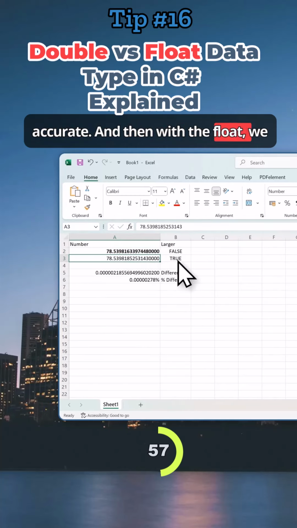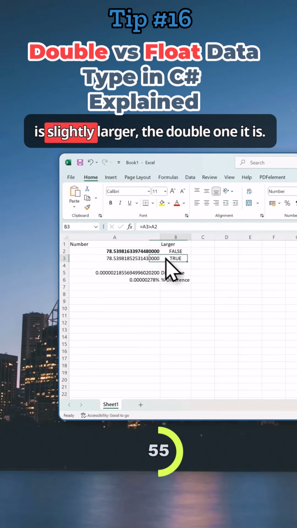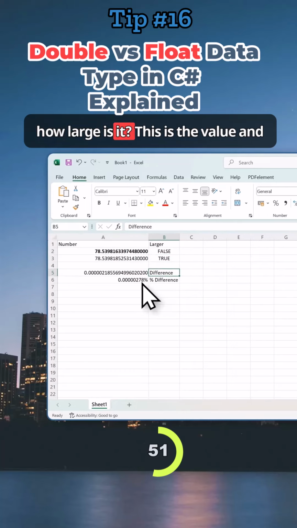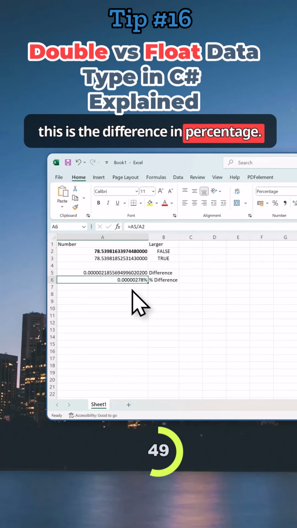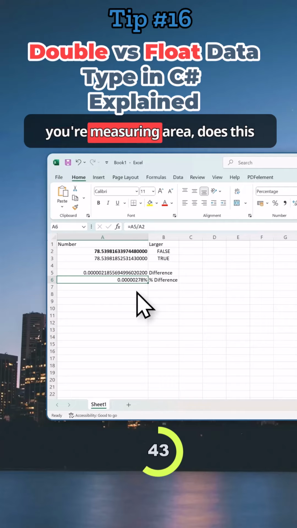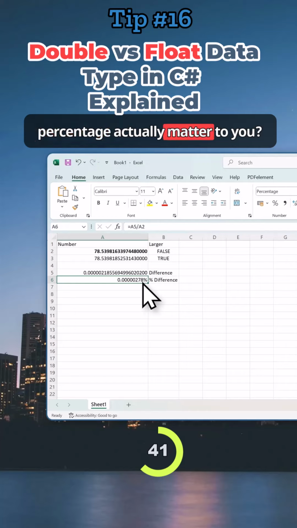And then with the float, we get the following value. The float one is slightly larger than the double one. And what's the difference in terms of how large it is? This is the value and this is the difference in percentage. So as you can see, it is less precise than a double, but is it significant enough for it to matter for you? If you're measuring area, does this percentage actually matter to you?